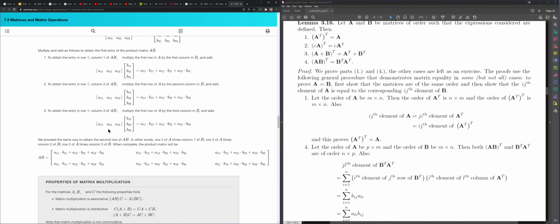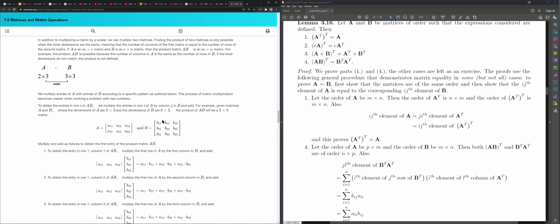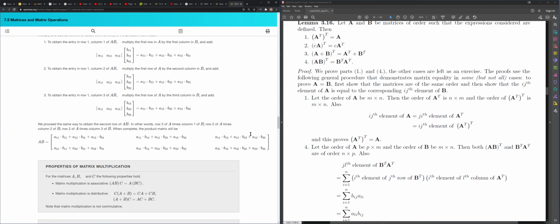Okay, so when you multiply your first row against the third column, what you're going to get in the AB is the 1, 3 entry. You're going to get the entry that's in the first row and third column. Okay, so that's just a little review of the matrix multiplication.